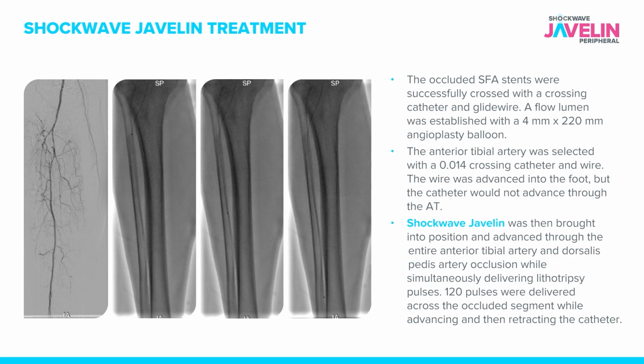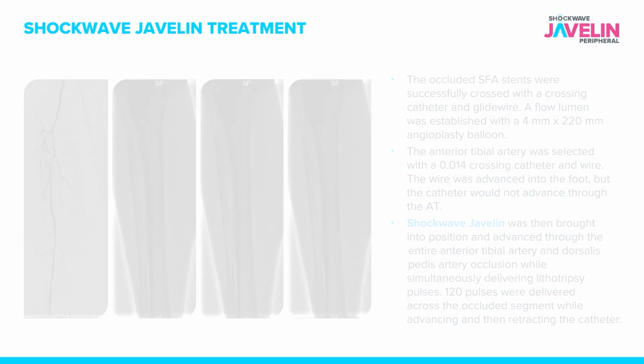I was able to advance the 014 wire through the anterior tibial artery and into the foot. I was not able to cross the occluded segment with a crossing catheter, and therefore elected to proceed with the Shockwave Javelin catheter to cross through the occluded segment. So I was able to successfully cross the anterior tibial artery occlusion as well as the dorsalis pedis artery occlusion while advancing the Shockwave catheter over the 014 wire and simultaneously delivering pulses.